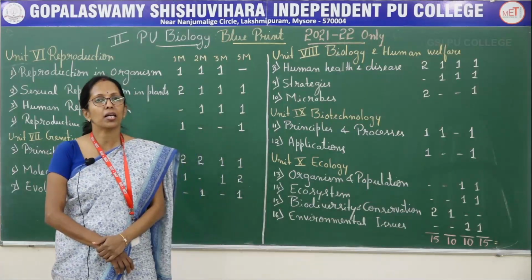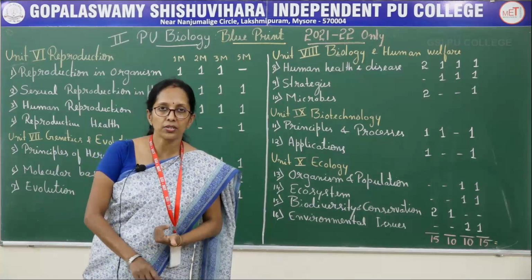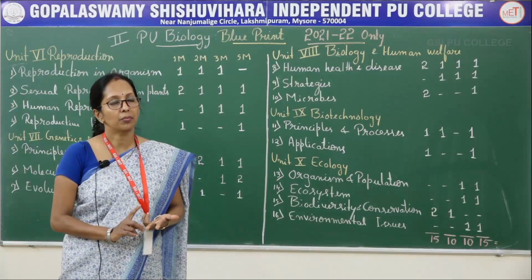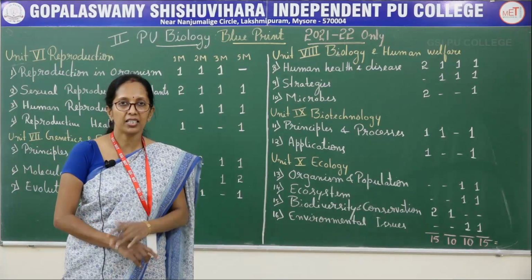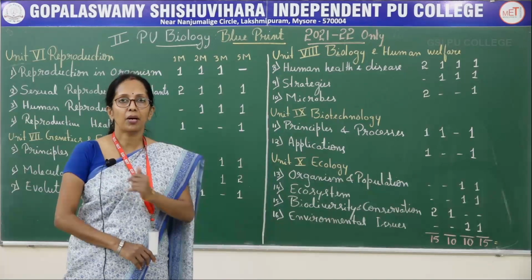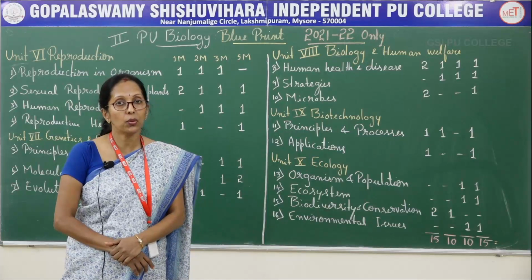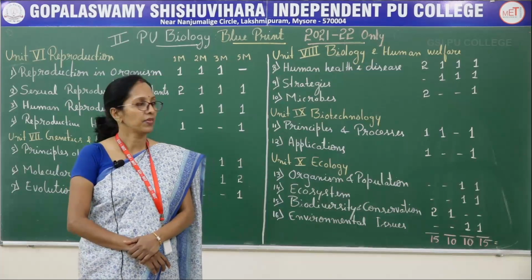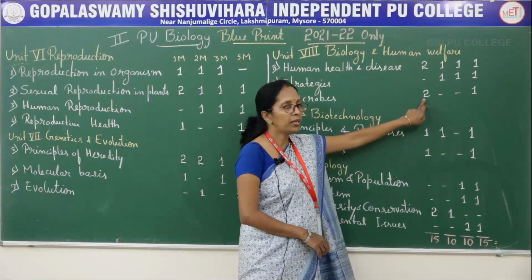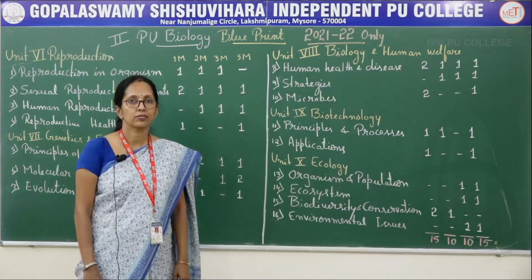Next, microbes in human welfare. Here we understood microbes in household products, industrial uses, and then biofertilizer, some of the antibiotics, sewage treatment, and then microbes in the production of biogas and the BT cotton. Coming to the questions here, 1 mark questions you will get 2.